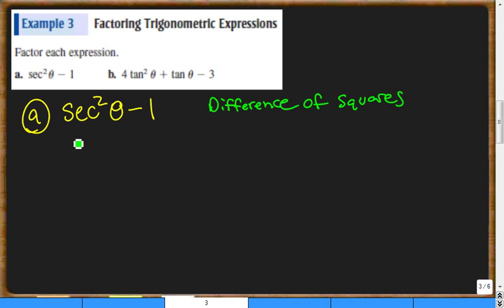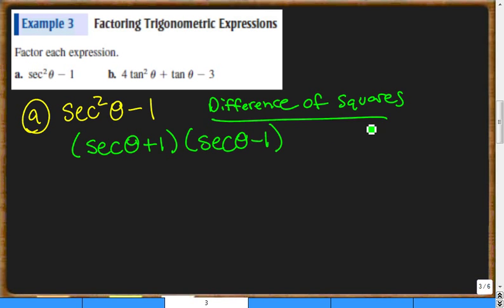And this is mainly that secant squared is secant squared, but 1 is 1 squared. So this is actually going to factor like this: secant of theta plus 1 times the secant of theta minus 1. The difference of squares tells us that this is always true. If we have a square minus another square, they factor just like this.